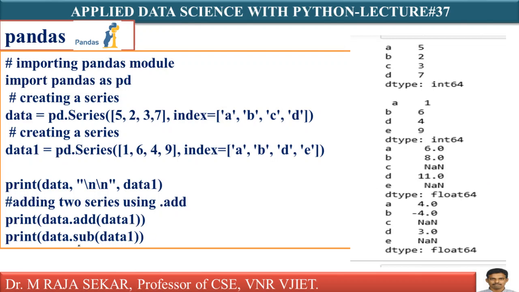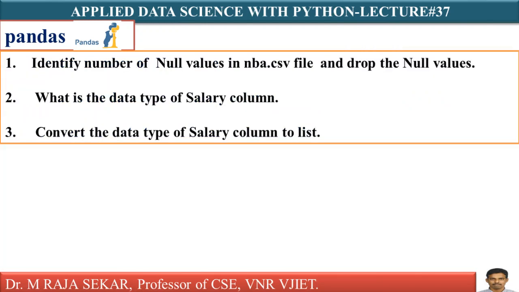In a similar manner, you can understand data.sub(data1); it is similar. A is 5, here A is 1: 5 minus 4. What about B here? B is 2, here B is 6: 2 minus 6, minus 4. And C is here, but you don't have C in the second list, therefore it will return a NaN value. D here is 7, here you have D equal 4: 7 minus 4, 3. Again, in the case of E, E is present in the second series, whereas it is not present in the first series. In that case, it will return NaN values.